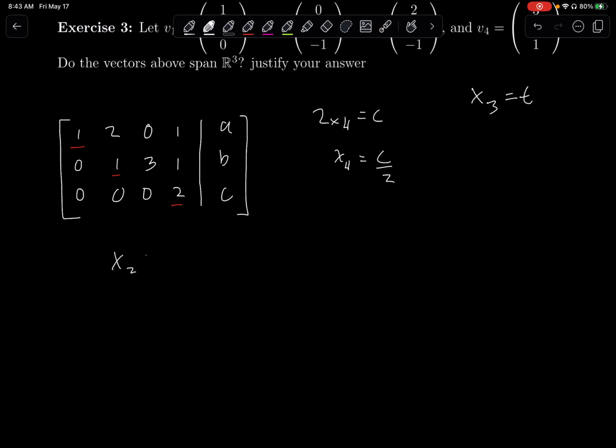So I have x2 plus 3t, and then plus 1x4, so c over 2, is equal to b. It's an equation of one variable. What I'm going to do is subtract these two, and then I get x2. Then I go to the top equation, and I'm really just trying to find x1, because I already know what x2 is, what x3 is, and what x4 is. In other words, I have a consistent system because I had a pivot in every row.